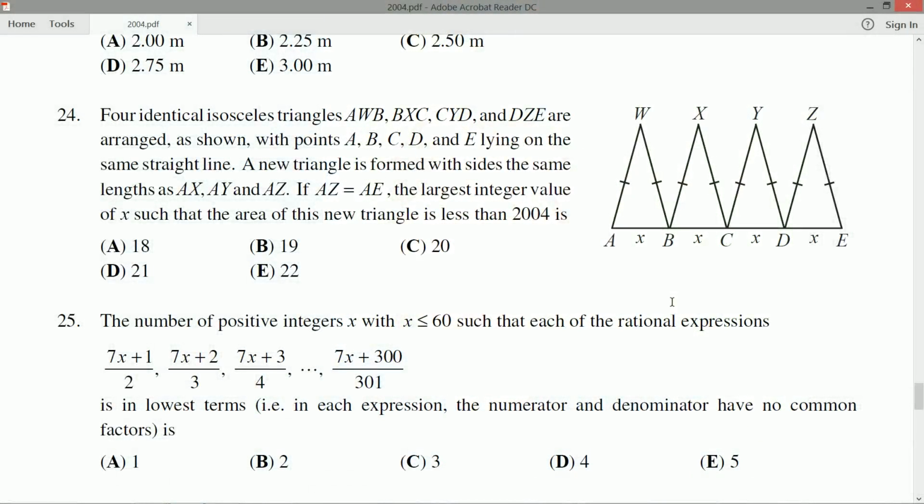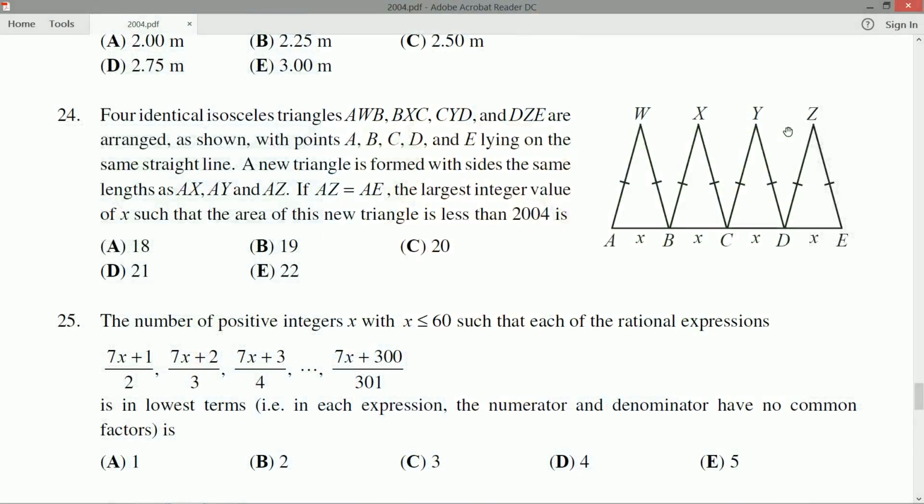Four identical isosceles triangles, AWB, BXC, CYD, and DZE, are arranged as shown, with points A, B, C, D, and E lying on the same straight line. A new triangle is formed with sides the same lengths as AX, AY, and AZ. So it's not an actual triangle that we can see in our picture. They're just taking these lengths and arranging them into a triangle.